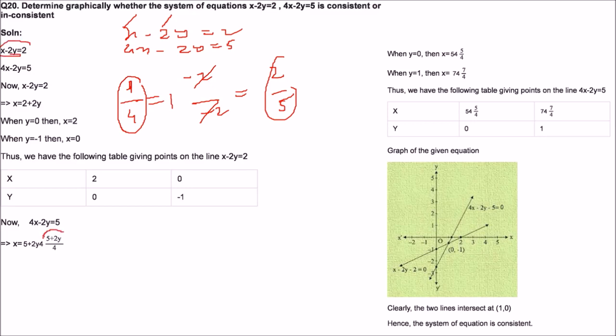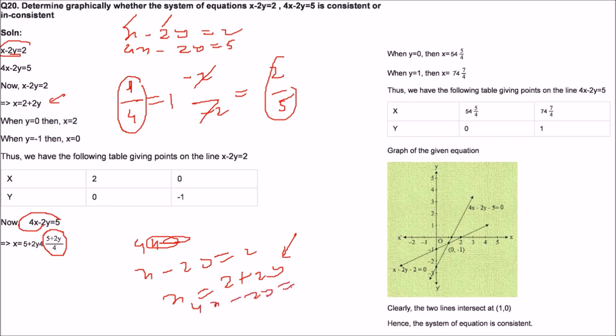The first one is x minus 2y equal to 2, so we can write x equal to 2 plus 2y, and we will put the value of y and find the value of x. The second one is 4x minus 2y equal to 5. So we have 4x equal to 5 plus 2y, and then x will be equal to (5 plus 2y) by 4. Now just put values of y, find out the value of x, make two lines, and this is the intersection point.